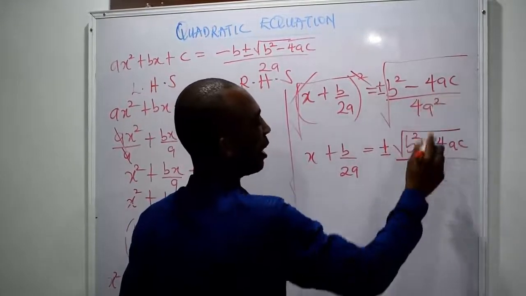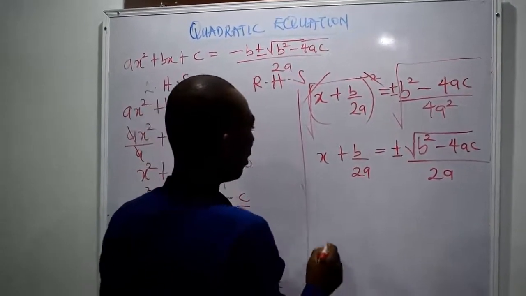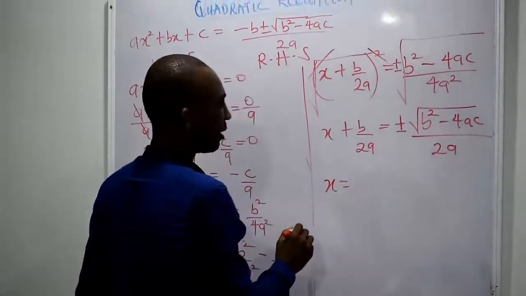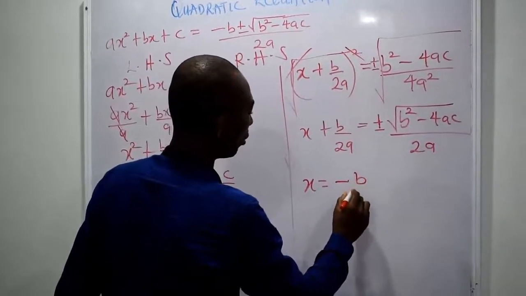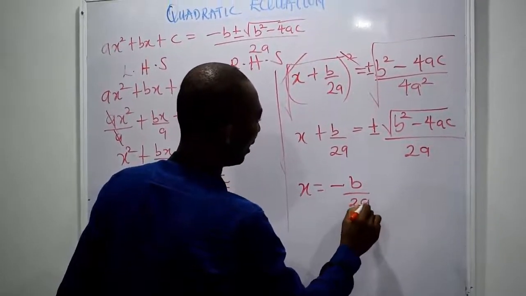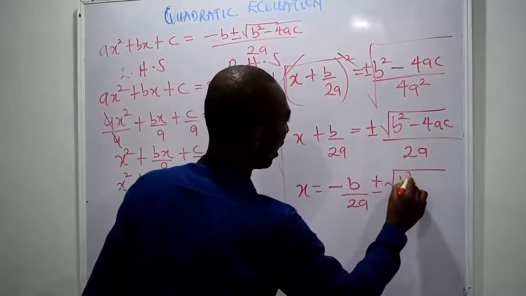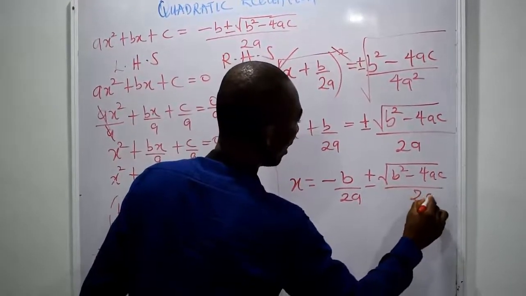Square root of a squared, that is what? A. Good. So at this point now, let's find the values of x. And this will become, let this go to the other side, that becomes what? Minus b over 2a plus or minus square root of b squared minus 4ac over 2a.